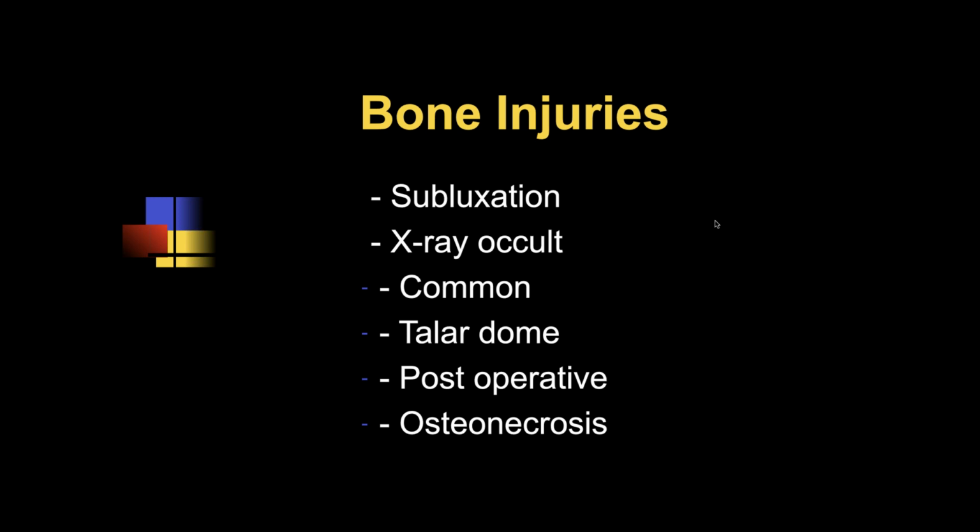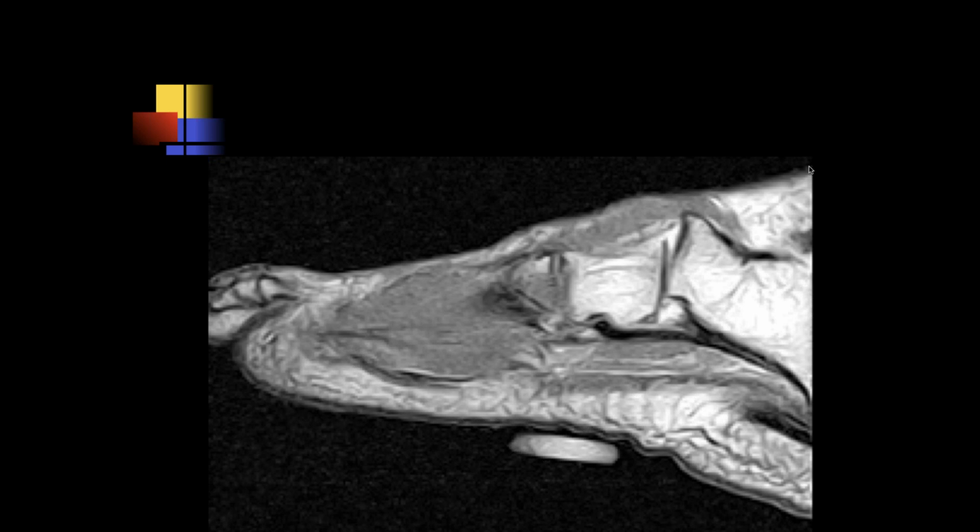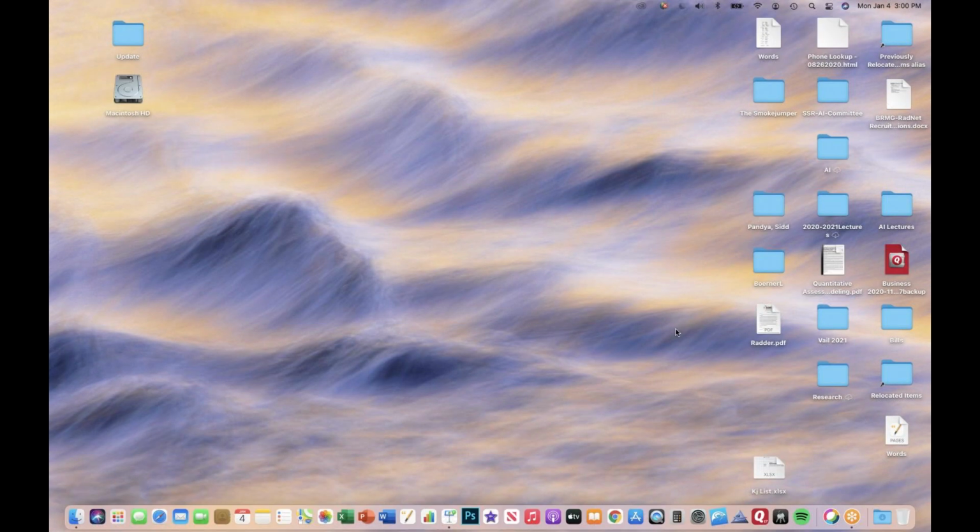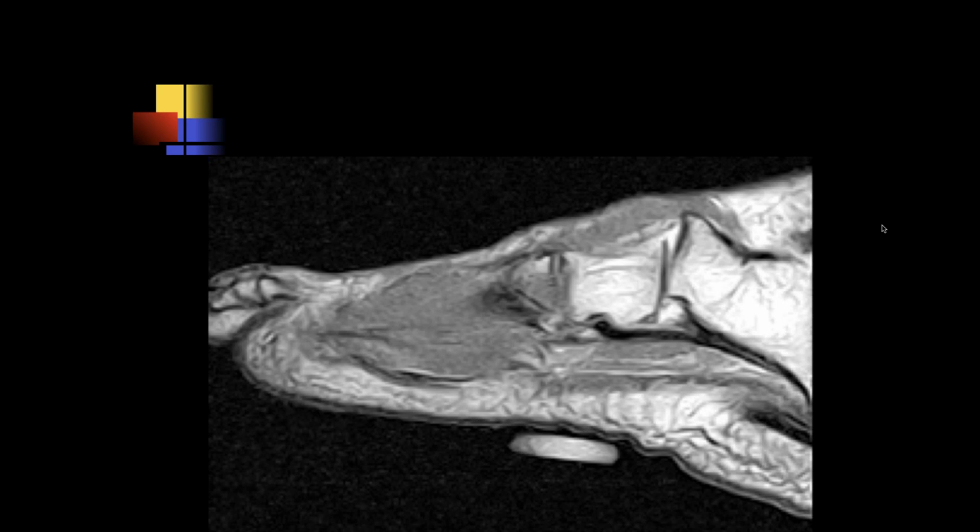Okay, so we were talking about the foot and ankle, and we were just getting to bone injuries. So let's go and talk about some of the bone injuries that we can see in the foot and ankle here. Let's see, Ashley, what do you think of this case?